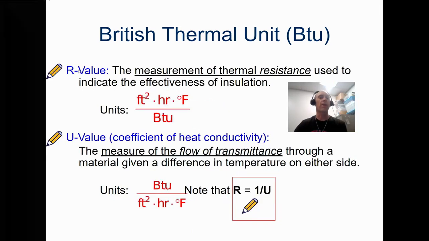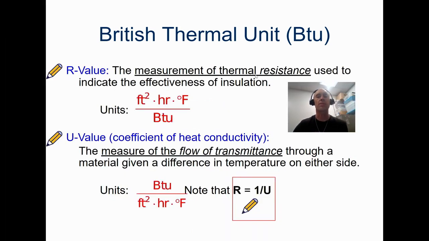Next thing to write down, what is R value? R value is the measurement of thermal resistance, and it indicates the effectiveness of insulation. So we get some crazy units here. I'm not concerned that you have these units written down, so we don't need that. I want you to write the definition.